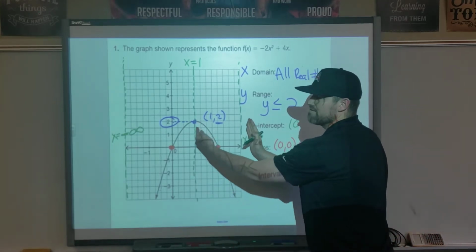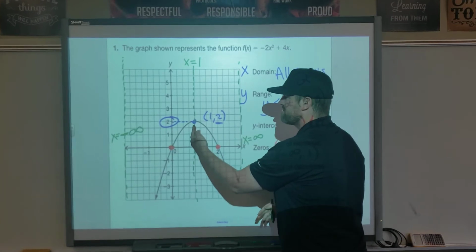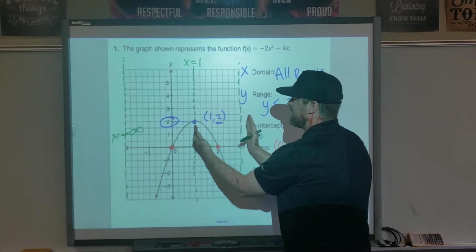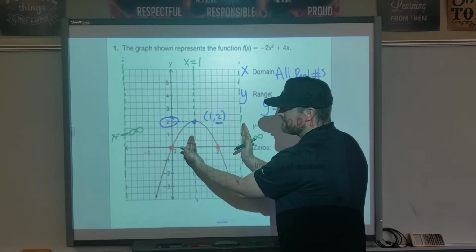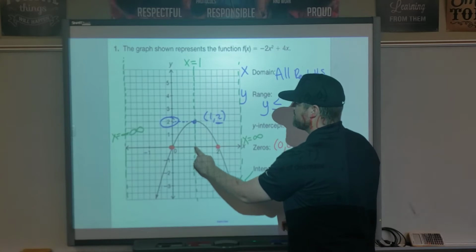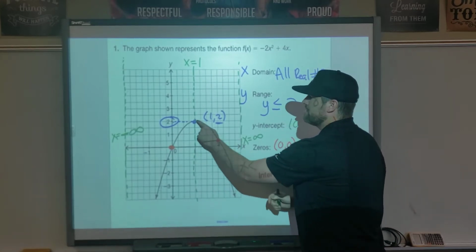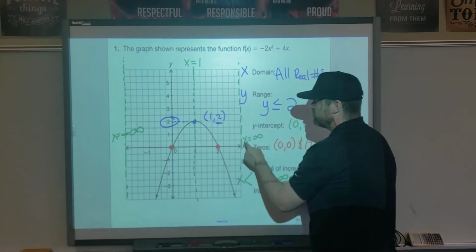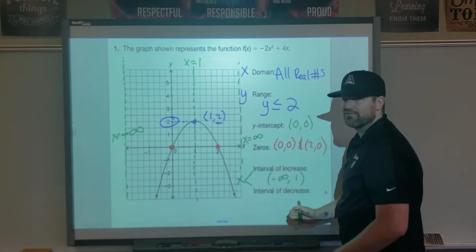Now in this section of the graph, from my axis of symmetry over until forever, which direction is the graph headed? Well, the parabola is going down. So in this section, from positive 1 to positive infinity, the graph is always decreasing. So from 1 to infinity, the graph was going down.